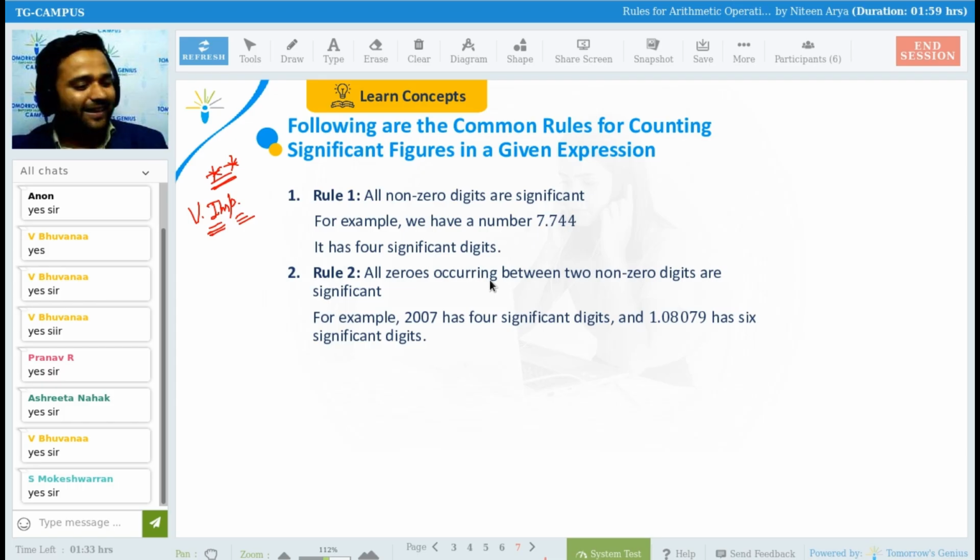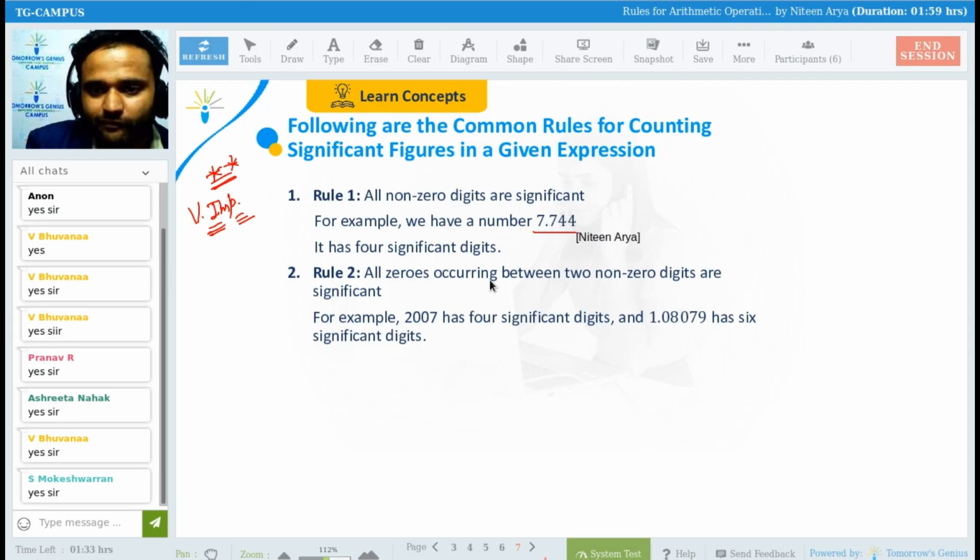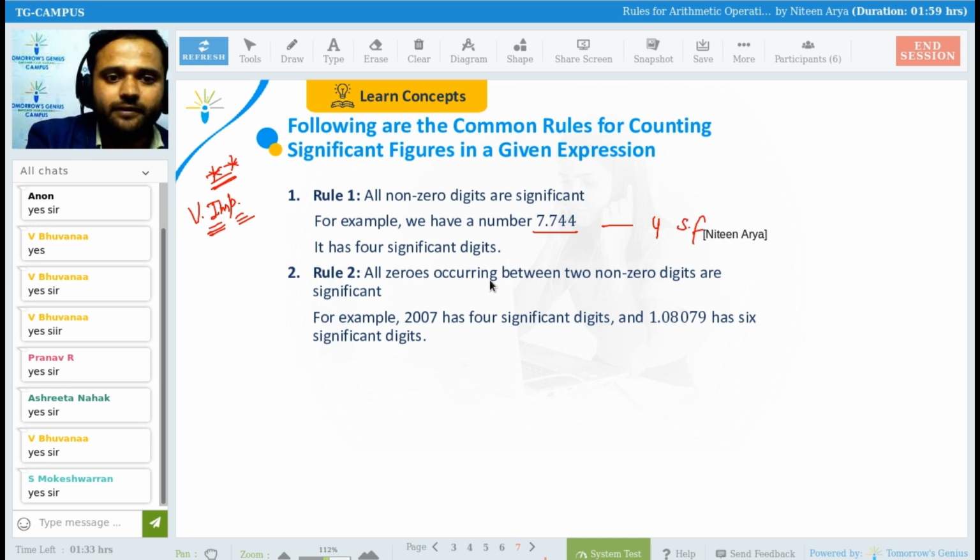Okay, so just believe me sometimes. But I try my best to give you the full concept clear till the last. Okay. So rule number 1, all non-zero digits are significant figures. For example, we have the number 7.7744. So we have 4 significant figures. Clear? Is this clear now?